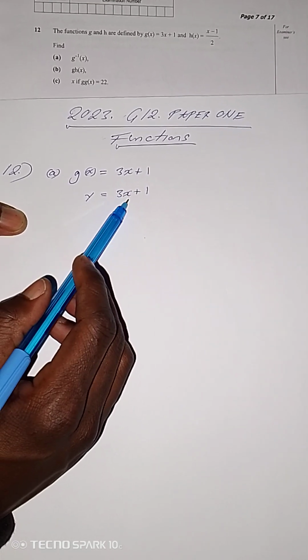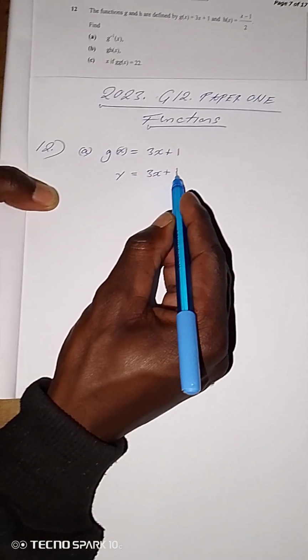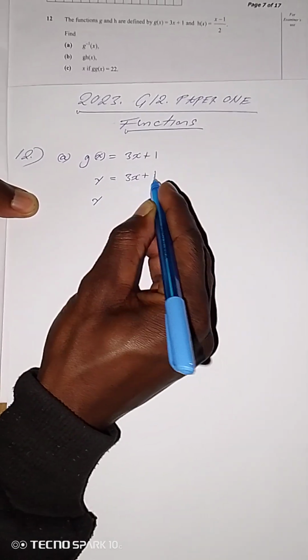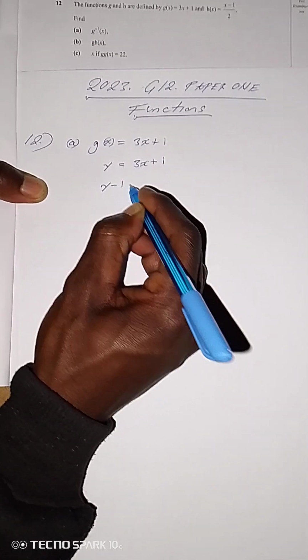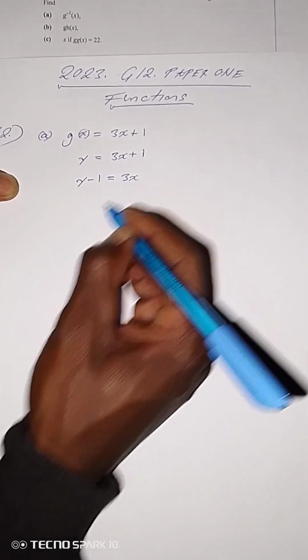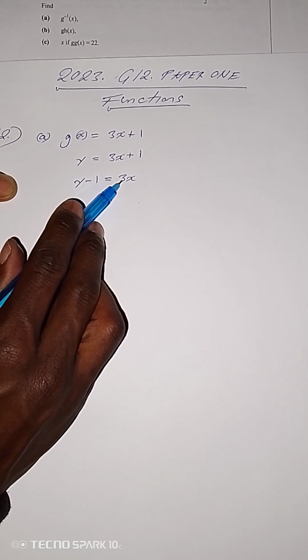So whatever is not carrying x should come this side. So we'll move 1 to come here. So it's going to be y. 1 is positive. When it comes here, it's going to be minus. We'll remain with 3x there. Still, x is not alone. There is 3 as the coefficient.